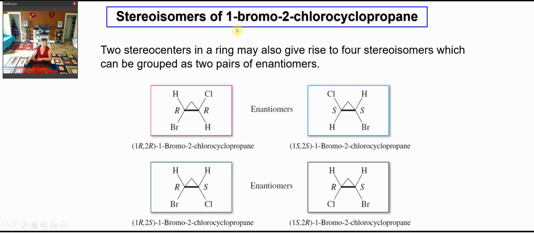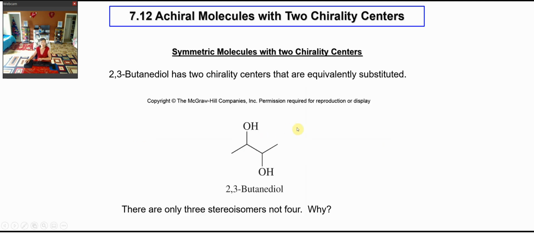And I also have a couple more examples for you. I will leave this 1-bromo-2-chlorocyclopropane. You also have 4 different isomers. So you can compare them to determine the enantiomers and diastereomers. That's left for everybody to study. I have one more question for everyone, maybe a couple more questions. One more key point for everybody.